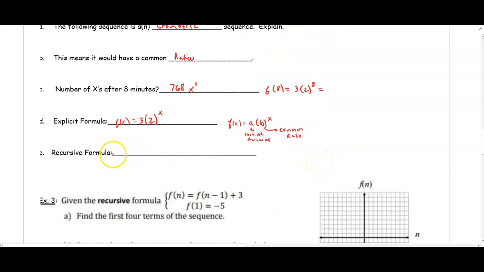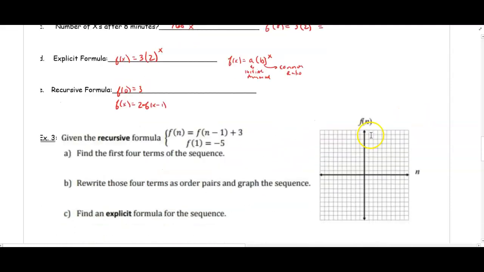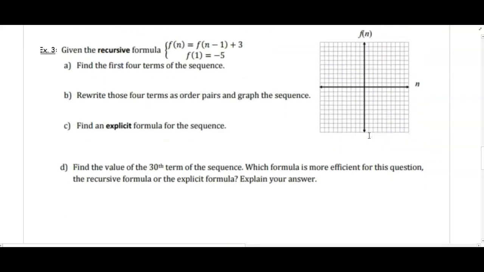Now the recursive rule. Remember, for your recursive rule, you're going to start with your initial amount, stating it. F of 0 equals 3. Then the second part of your recursive rule is going to say f of x equals, what are you doing to the previous term now? Well, I'm multiplying the previous term by 2, so this would be 2 times f of x minus 1. Okay, so that's an example of an arithmetic and a geometric sequence.